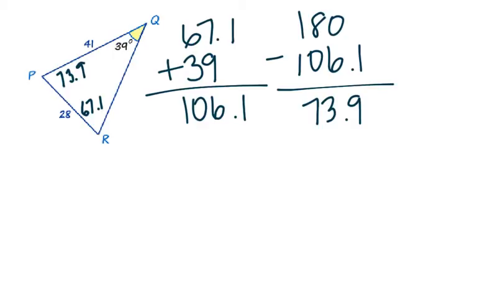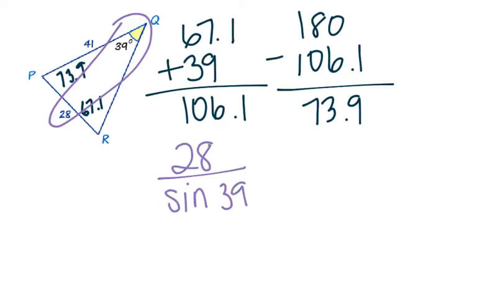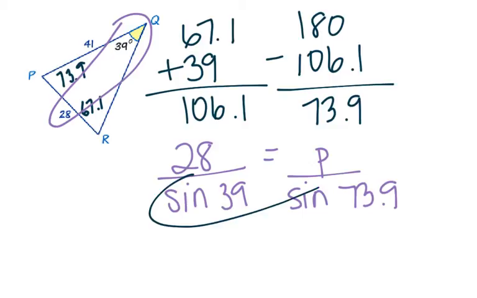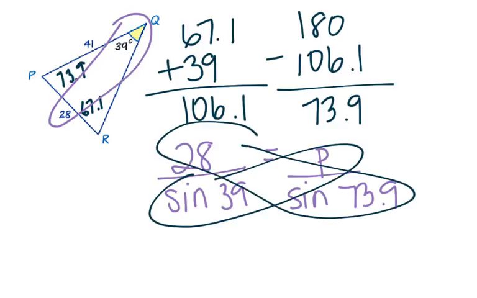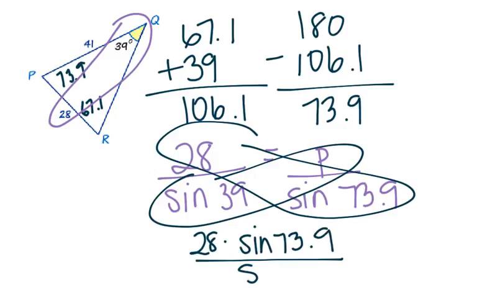So I can use a combination of things. I can use still 28 and sine 39 as the ratio that I know. And now since I need to solve for the side across from angle P, I'm going to use that over sine 73.9. Again, I'm going to cross multiply and divide. So I end up with 28 times sine 73.9 over sine 39. And like before, I'm going to put that all into my calculator at once.